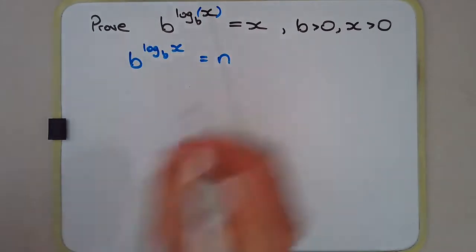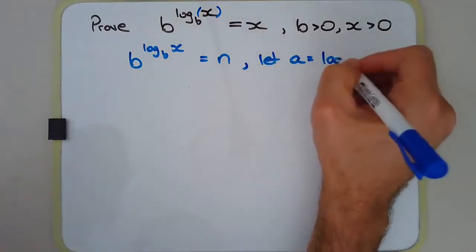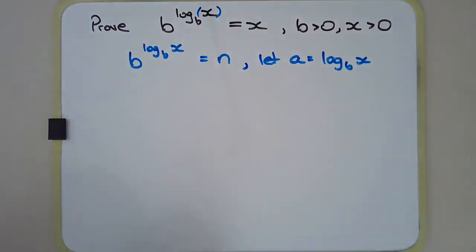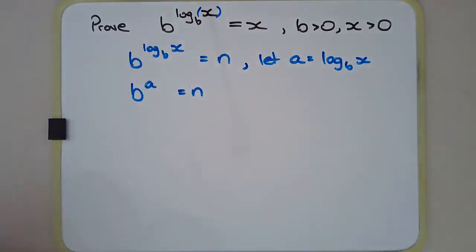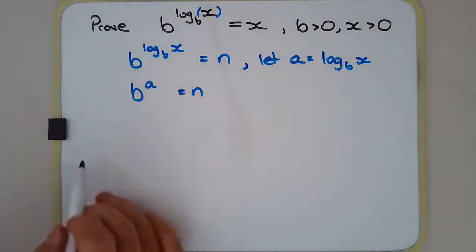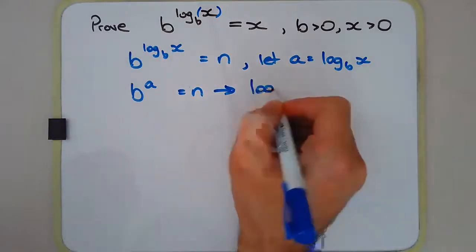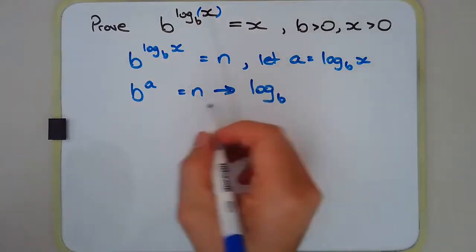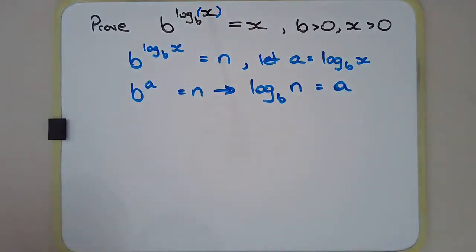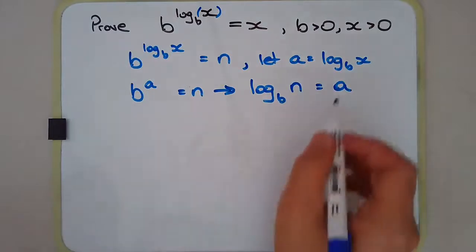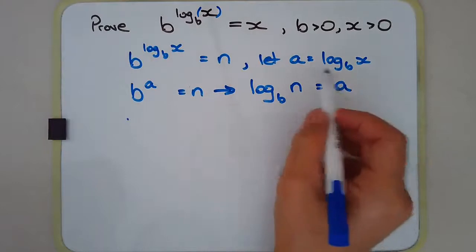How would we write this or rearrange it so that we write it in logarithm form? Just to make it a little bit easier, what we're going to do is we're going to say let a equal log base b of x. So b to the power of a is equal to n. Okay. That's a lot easier to work with. Let's write this now in logarithm form. Okay, so in other words, log base b of n is equal to a. Okay, happy with that? But we know what a is. Okay, so a is log base b of x.